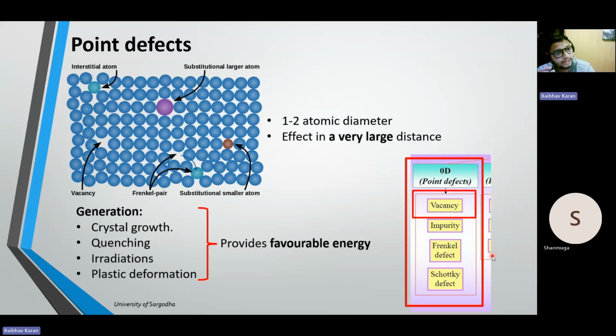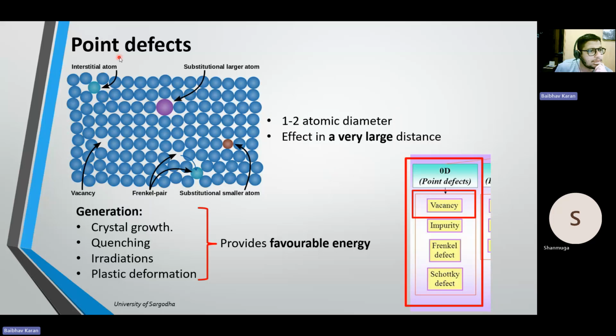But this effect will be felt in the bulk sample. The effect can be felt over a very large distance. A small change, a small substitution in the periodic arrangement can affect the properties of the bulk sample. This is the importance of defects. Again, the defect is 1 to 2 atomic diameters, but the effect is felt at a very large distance.